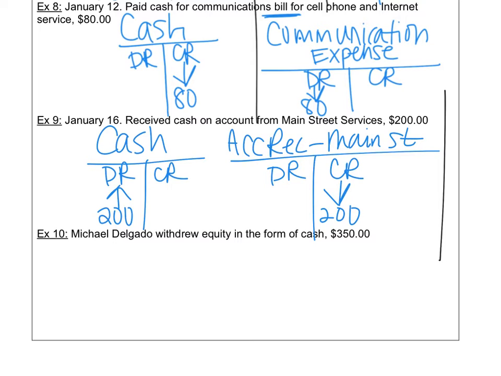Last example, Michael Delgado withdrew equity in the form of cash. So Michael is taking money out of the business for his own personal use. So since he's taking money out of the business, cash would be decreasing. And then we would also be decreasing owner's equity. So instead of writing owner's equity, anytime we have a withdrawal, that comes out of the account called drawing.